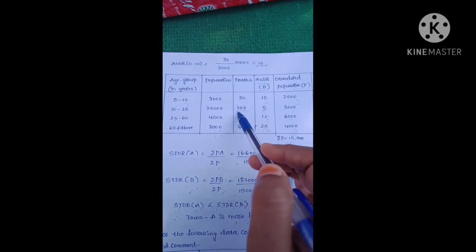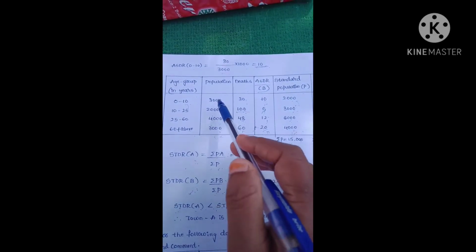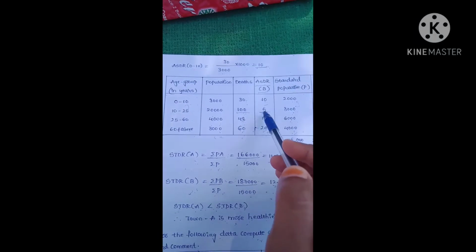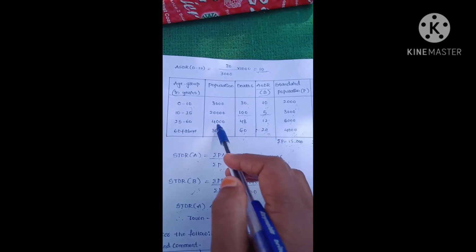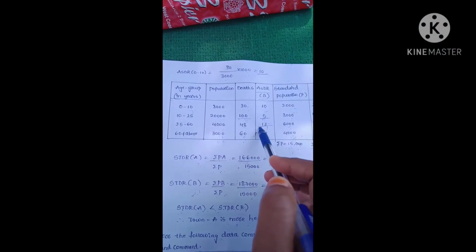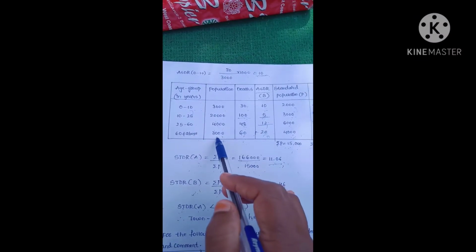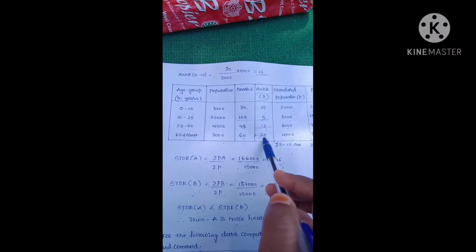What is the death value? 100. 100 divided by 20,000 into 1000. Then we get the value of 5. 48 divided by 4000 into 1000. Then we get the value of 12. 60 divided by 3000 into 1000. Then we get the value of 20.